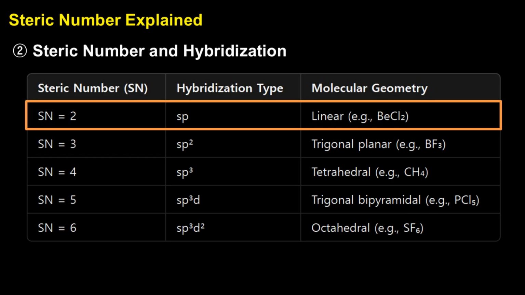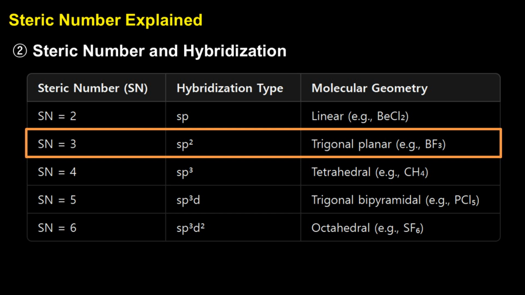The steric number doesn't just tell us about hybridization. It also helps us figure out the three-dimensional shape of a molecule. So let's go through some key patterns. If the steric number is 2, the hybridization is sp, and the shape is linear. A good example of this is beryllium chloride.